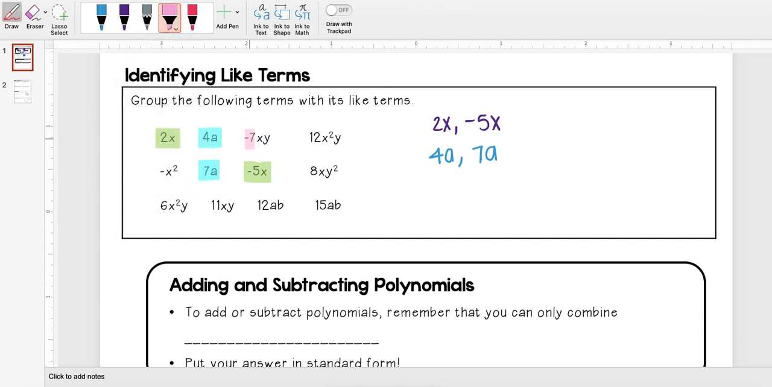Now I have negative 7xy. So I'm looking for another term that has just xy at the end. 12x squared y doesn't work because that x has a square on it. xy squared doesn't work. Again, my y should just have an exponent of 1. So the only one that looks just like it is this 11xy.